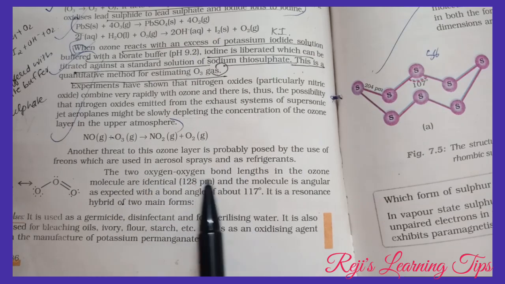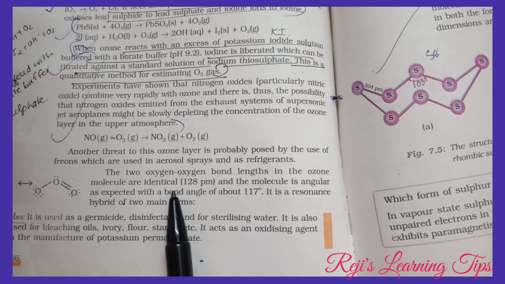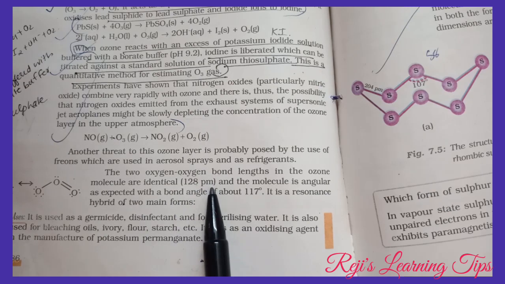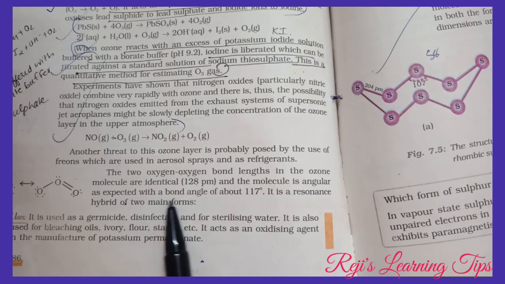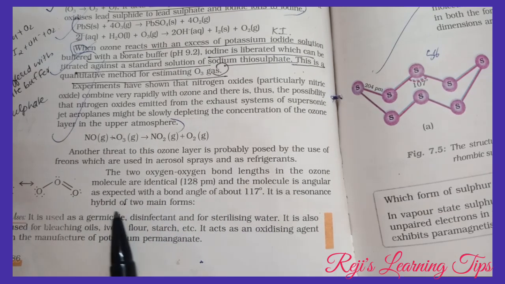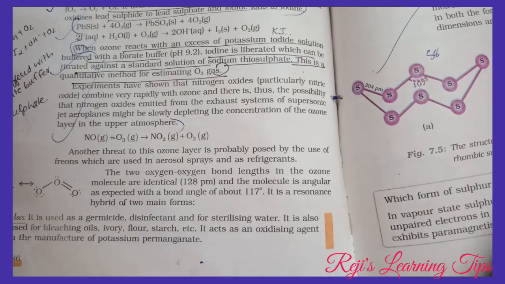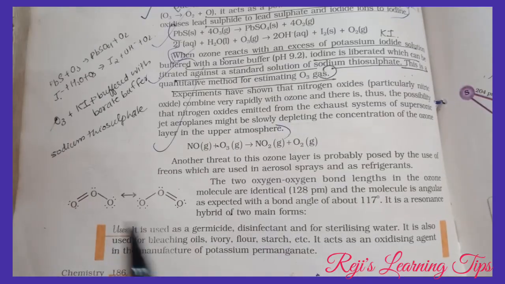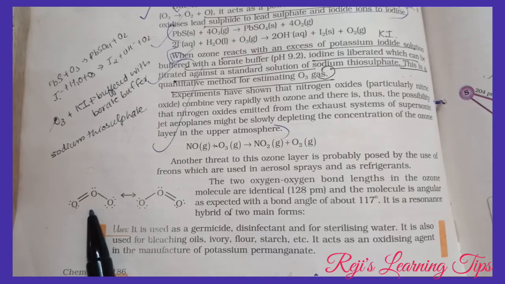The two oxygen bond lengths in the ozone molecule are identical. That bond length is 128 picometer. And the molecule is angular as expected, with a bond angle of about 117 degrees. It is a resonance hybrid of the two main forms. Okay, then you should draw these two diagrams, the resonance structures of ozone.